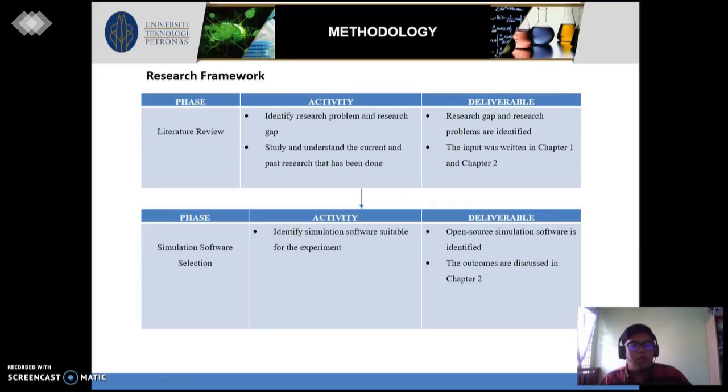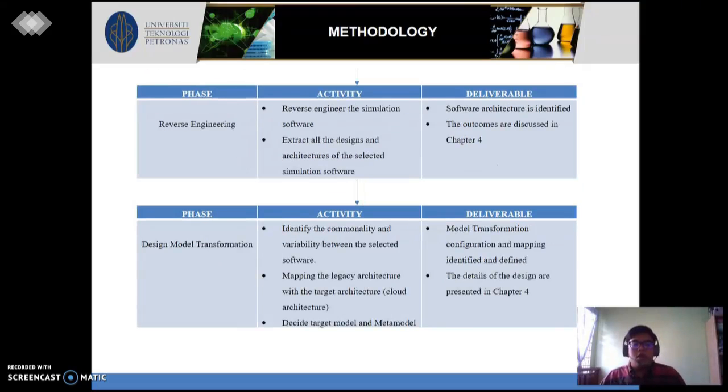So this is the research framework for this research. First, we will start with the literature review. In this literature review, I will identify the research problem and research gap, and study and understand the current and past research that has been done by past researchers. And then moving on with the simulation software selection. In this phase, I will identify the simulation software suitable for the experiment.